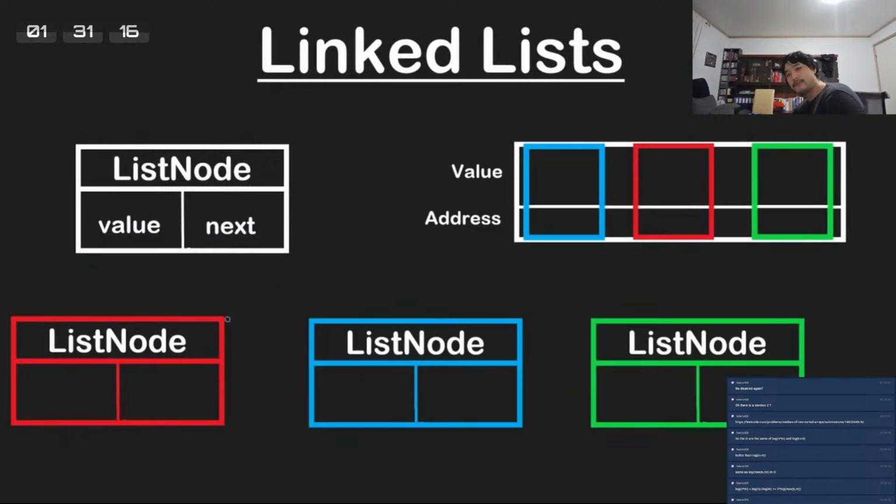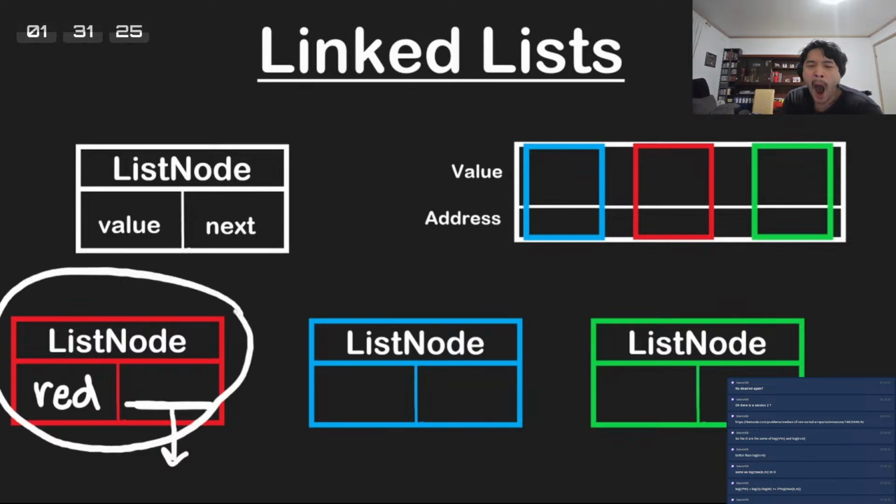Let's first build a linked list. So first I'm going to create one list node. The value I'm going to give it in this case is going to be a string. Let's call it red. And the next pointer is initially going to be empty, or we could say it's by default set to null, so it's not pointing at anything. That means this list node is not connected to anybody yet.